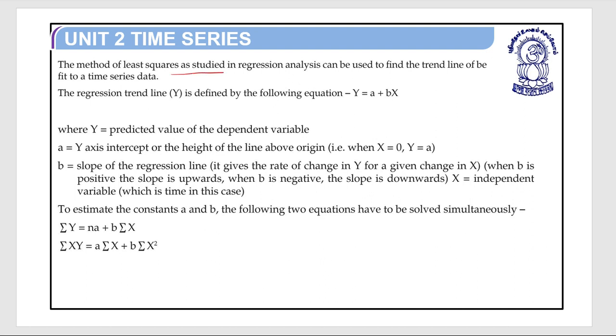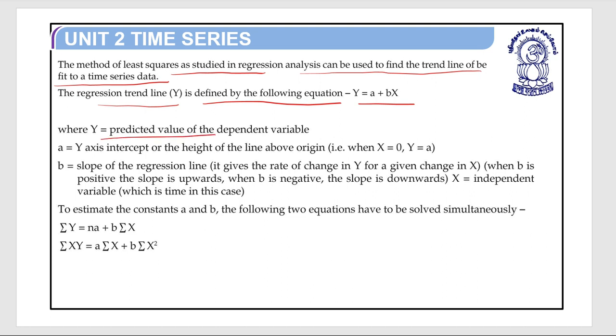The method of least squares as studied in regression analysis can be used to find the trend line of best fit to a time series data. The regression trend line Y is defined by the following equation: Y is equal to a plus bx.